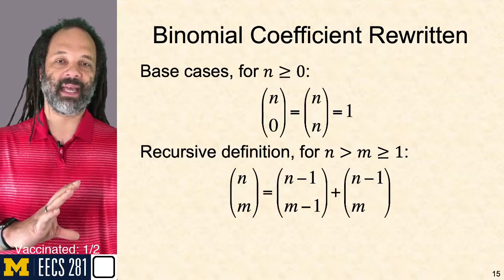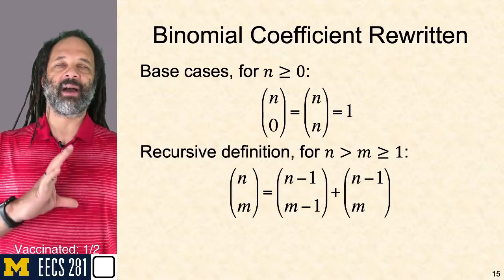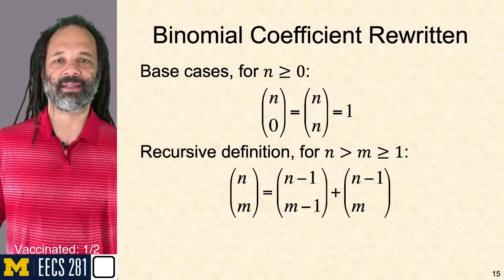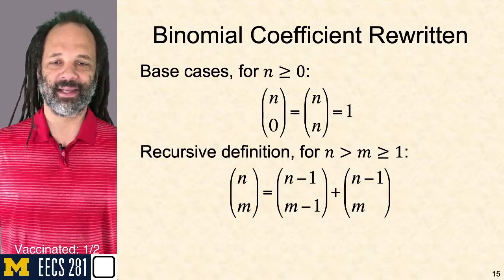I need some base cases. Of course, we can't recurse without a base case. How could we possibly even think of recursing without a base case? It's all about that base, the base case, right?